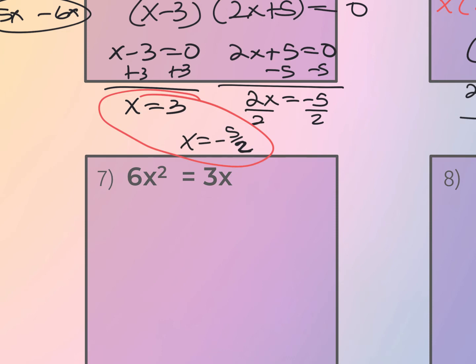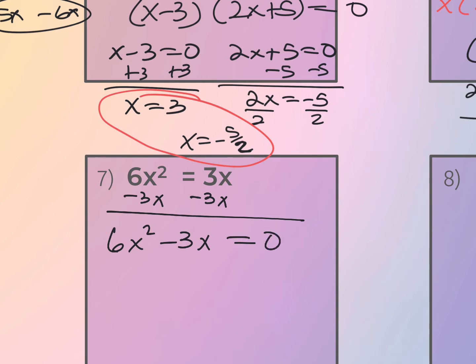Again, we need to set the equation equal to 0. So I need to subtract 3x. 6x squared minus 3x equals 0. I need to factor out a GCF, and my GCF is going to be 3x, because this isn't the difference of two squares. So the only thing I can do here is a GCF.